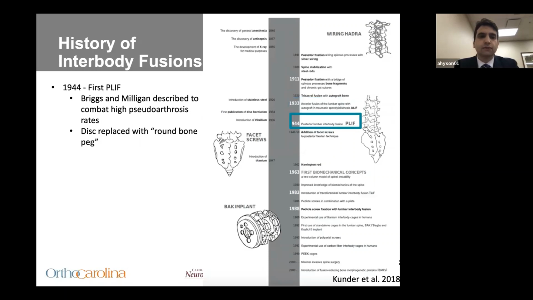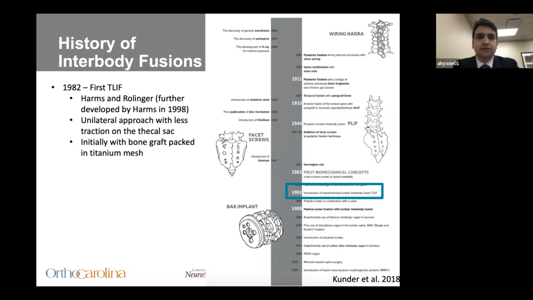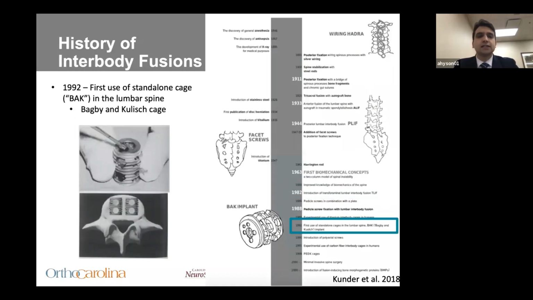In 1944, you had the first PLIF, developed by Briggs and Milligan, described to combat high pseudarthrosis rates that were being experienced in spinal fusion procedures. The disc was replaced with a round bone peg. In 1982, the first TLIF was described by Harms and Rolinger and was further developed by Harms in 1998. It was a unilateral approach with less thecal sac retraction, and initially the bone graft was packed in a titanium mesh. In 1992, the first cage in humans was developed, the Bagby and Kuslich cage, and was used in a standalone construct in the lumbar spine.